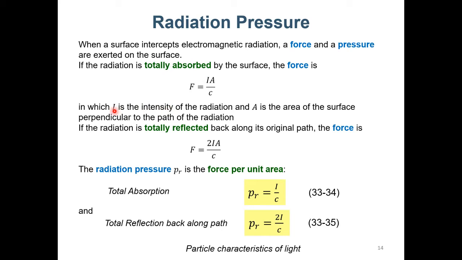Actually, I is the intensity of the radiation, A is the area, and c is the speed of light. So the force is proportional to the area and also to the intensity of the radiation. And if the radiation is totally reflected back along its original path, the force is 2 times this one.